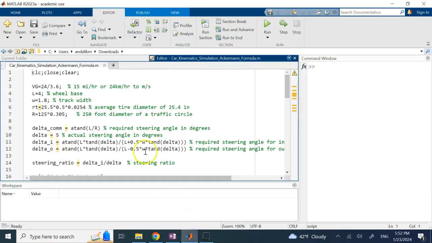And now let me show you the simulation. So here we assume you are going around the traffic circle, where the size of the traffic circle is 250 feet in diameter.